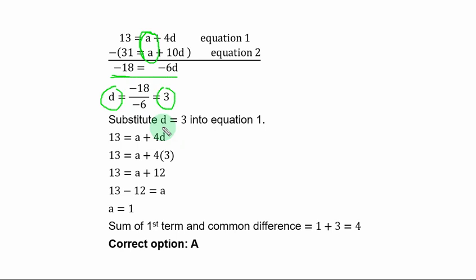To get A, you need to substitute D equal to 3 into any of the equations. I'm using equation 1. This is equation 1. You replace D with 3. You simplify to get this result. If you collect like terms, you have this result, and the first term A is equal to 1. Therefore, sum of the first term and common difference equal to 1 plus 3 equal to 4. The correct option is A.